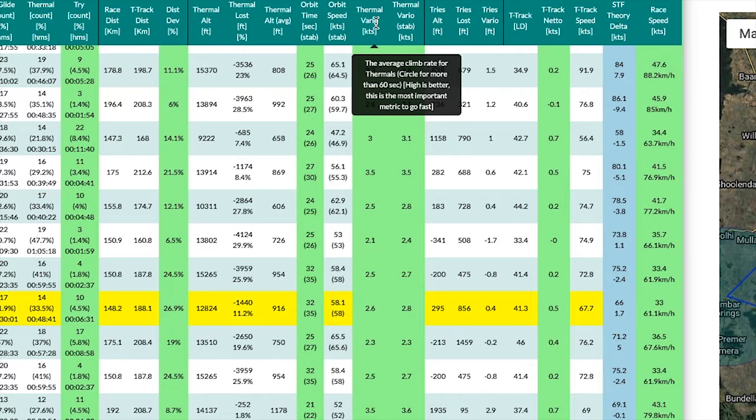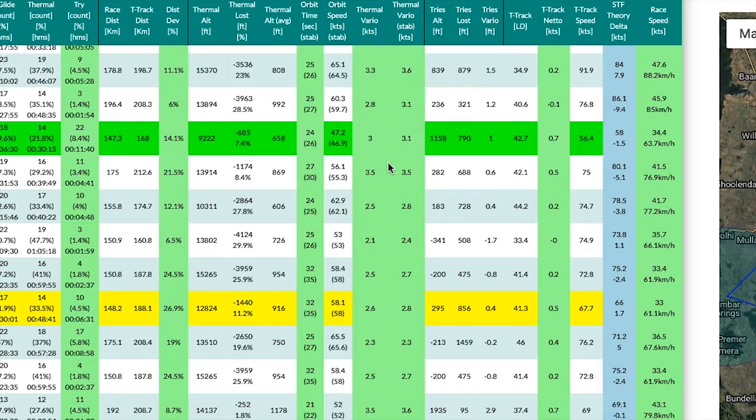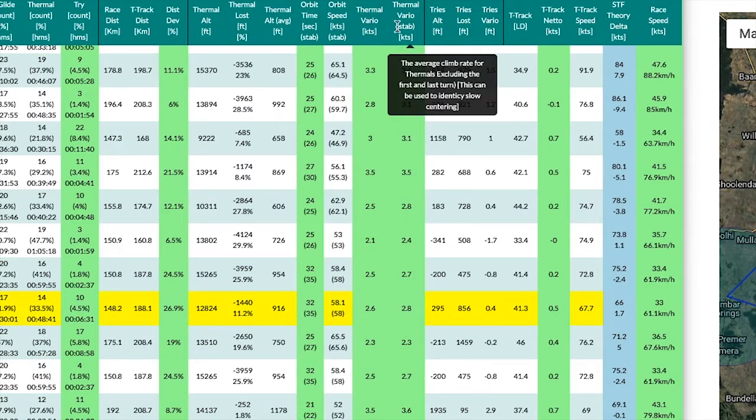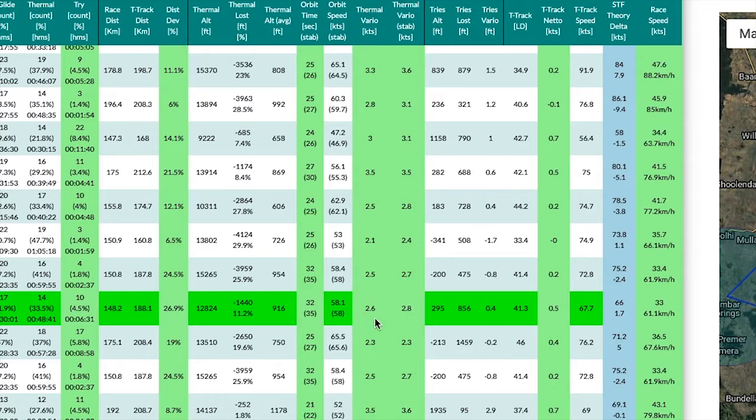Of course it is. This is the most important metric to go fast. I think netto is one of the most important, but anyway, it's certainly a very important thing. So 2.6, 2.8 if we ignore the first and last turns. The fact that they're fairly close together is a good thing. It means that I'm getting established in the thermal fairly well. I'm just not climbing fast enough. Tries, altitude gain 295, tries, altitude lost 856, so I can do better at my tries, okay? Fewer tries.